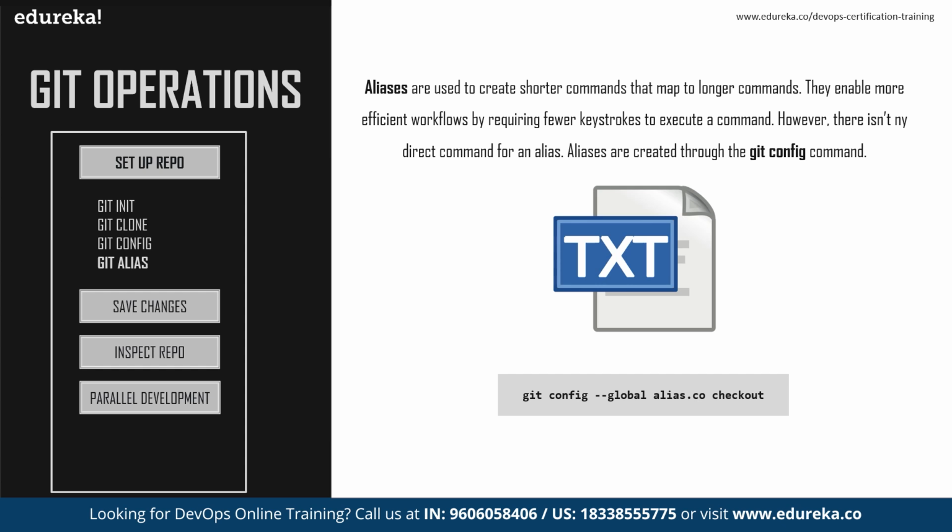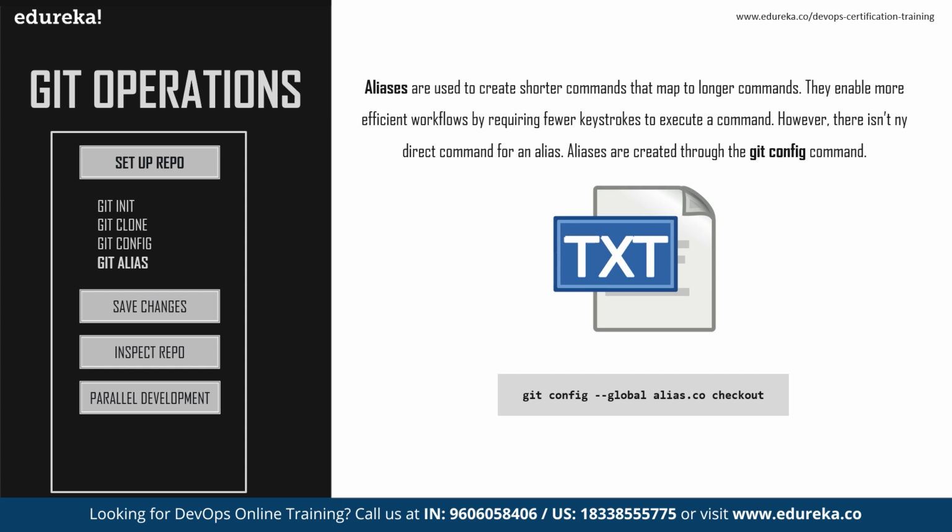And the final command in the setup operations that we are going to look at is an alias. Now, alias, as the name suggests, is basically used to create shorter commands that map to longer commands. They enable more efficient workflows when you obviously have to use fewer keystrokes to execute a command. There are these lengthy commands which obviously kill a lot of your time. So these aliases you can use to shorten those commands.